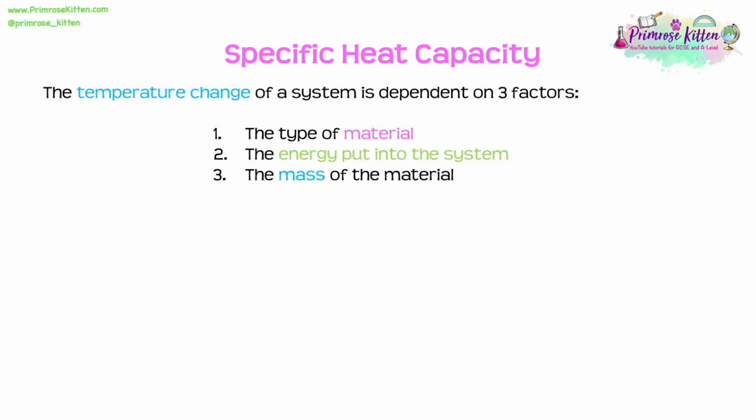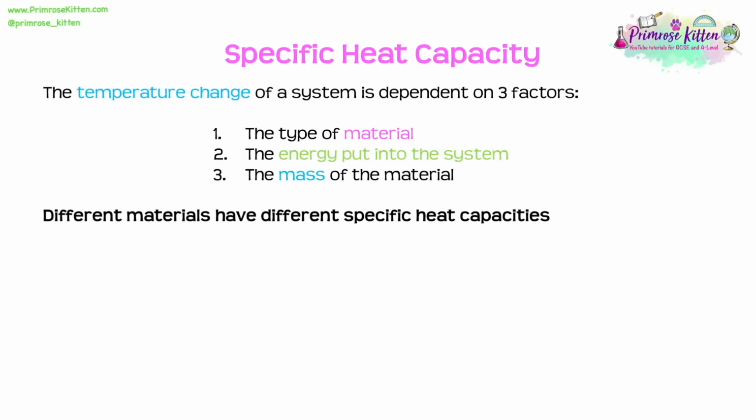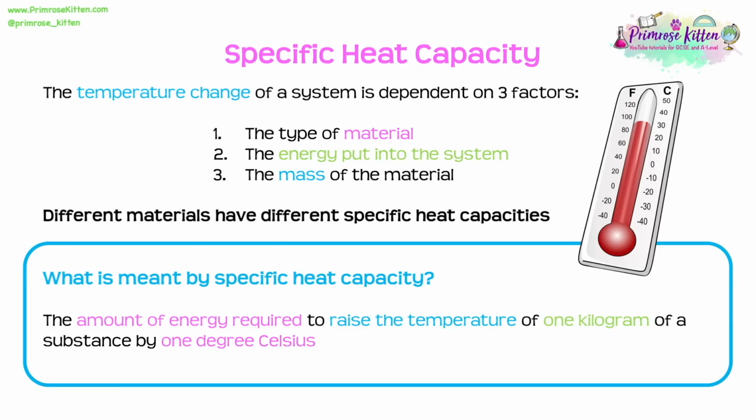The reason why the type of material affects the scale of that temperature change is because different materials have different specific heat capacities. Now, it's really important we know the definition for specific heat capacity. Specific heat capacity is the amount of energy required to raise the temperature of 1 kilogram of a substance by 1 degree C.